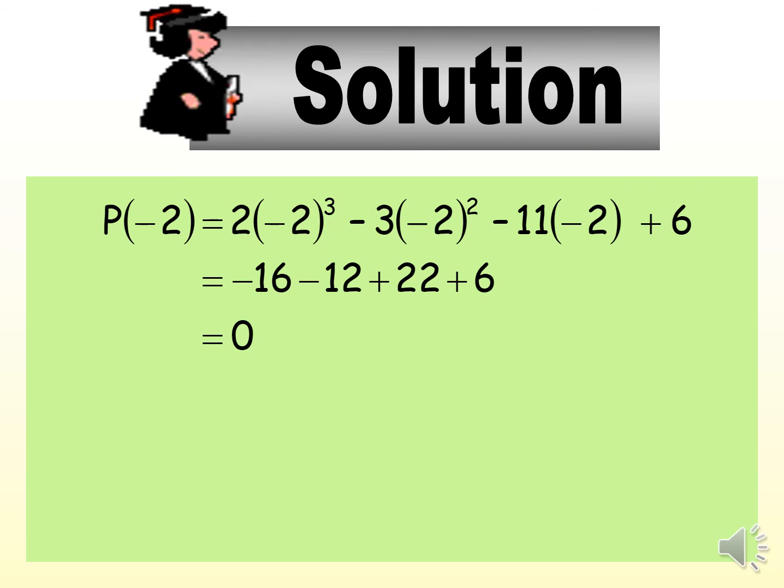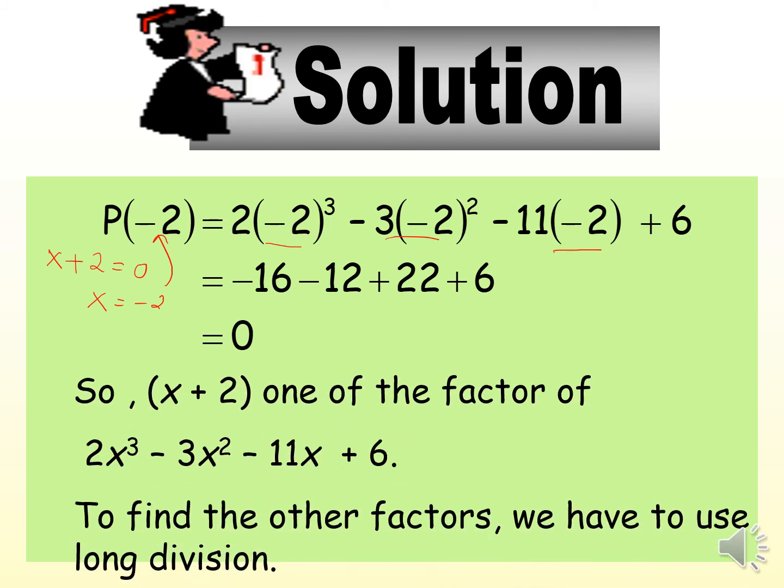Now x plus 2 equals 0, so x equals negative 2. Now substitute negative 2 into variable x. Simplify and the answer is 0. So from this, when the remainder equals 0, x plus 2 is one of the factors of P(x). To find the other factors, we have to use long division.